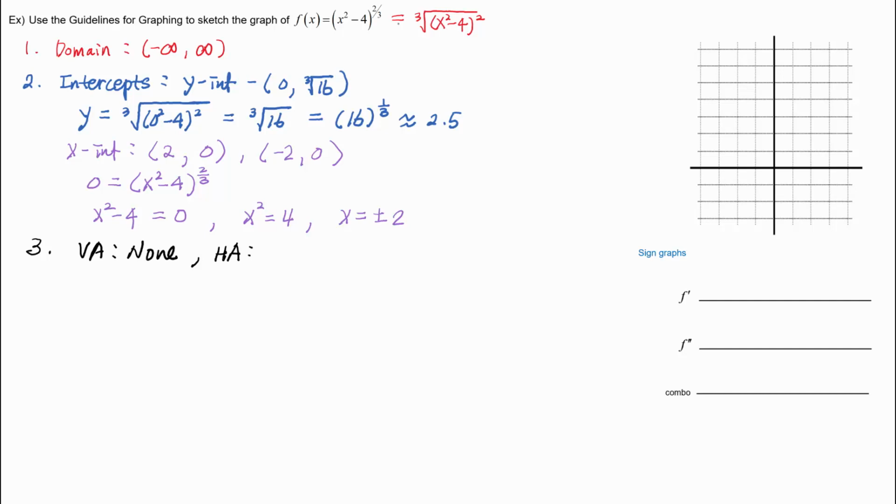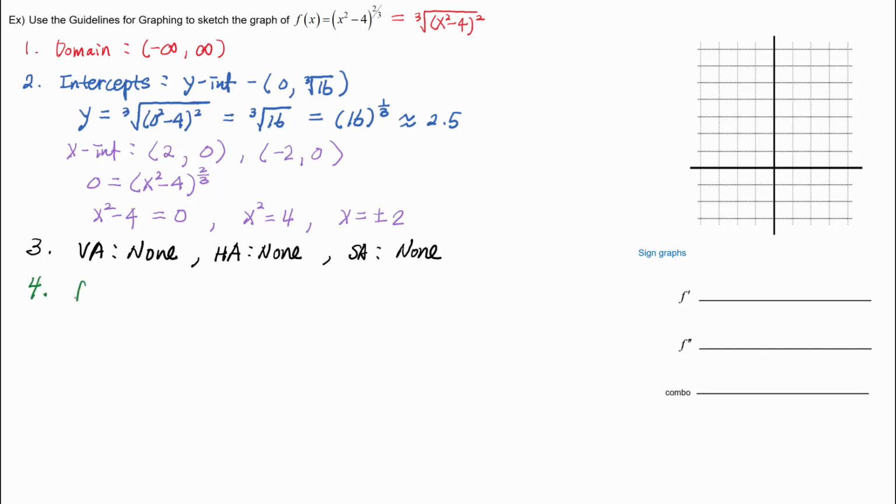And because the degree of the numerator is not less than or equal to the degree of the denominator, I don't have any horizontal asymptotes either. And my degree of numerator 4/3 is not exactly 1 degree higher than degree 0. So therefore, there are no slant asymptotes. So I do not have any asymptotes for this function. Next step, find all extrema.